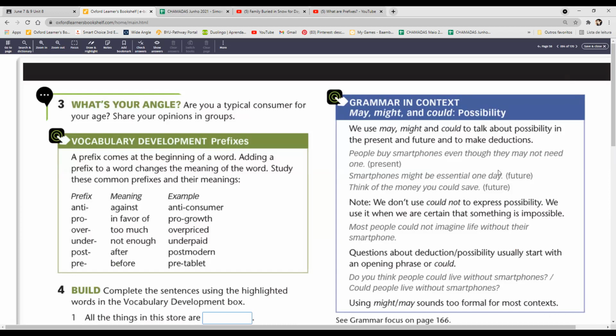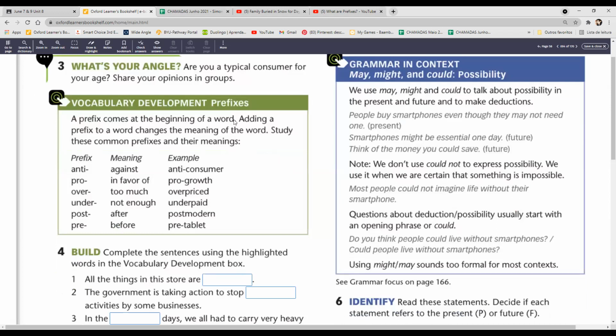Okay. So here in the vocabulary development, we are going to see the prefixes, right? So here they say a prefix comes at the beginning of a word, like we saw there before. Adding a prefix to a word changes the meaning of the word. Study these common prefixes and their meanings. So here we have a list of prefixes, the meaning, and some examples, okay?